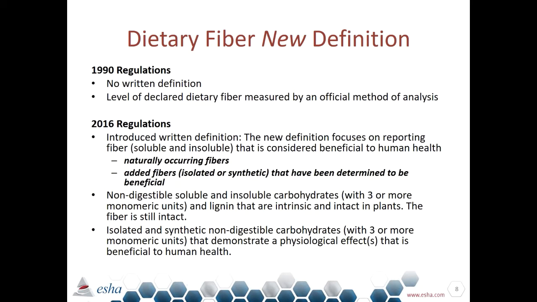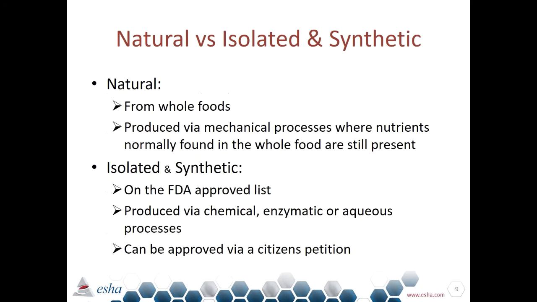The main difference we have now is that the new definition focuses on non-digestible carbohydrates that demonstrate physiological effects beneficial to human health. This can occur in two ways. One being from whole foods where the non-digestible carbohydrates are intrinsic and intact, i.e. the fiber is still intact in these foods. The second way this can occur would be through isolated or synthetic fibers that demonstrate this stated physiological effect beneficial to human health. Examples of this sort of physiological effect would be lowering blood pressure, lowering blood glucose levels, and others that we will explore later.